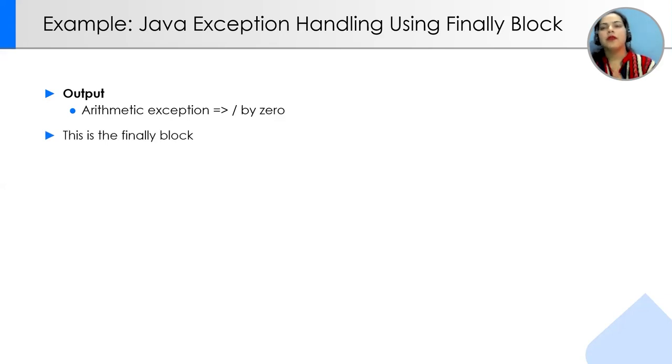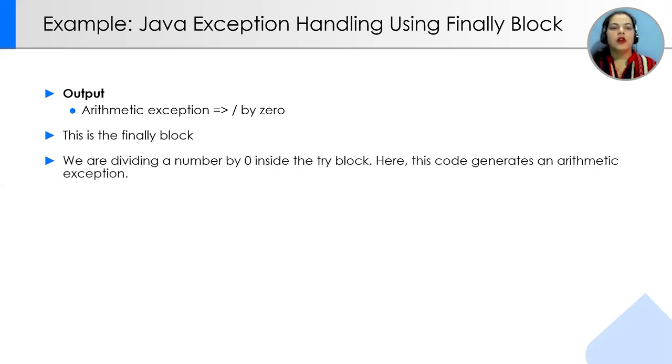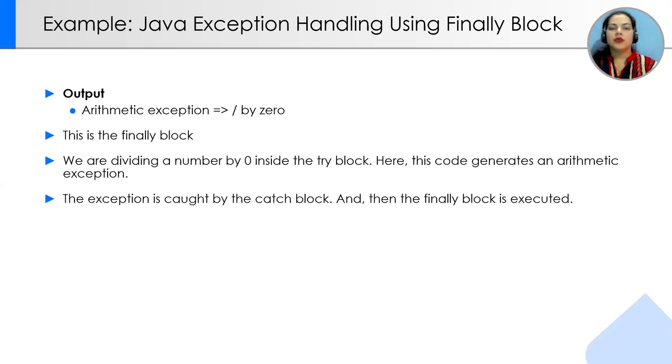This is the finally block. So from this example, we have clarity that the finally block is the block which will be executed in every condition. So we have to mention that code or statement which will not generate any exception. We are dividing a number by 0 inside the try block. Therefore, this code generates an arithmetic exception, that is arithmetic exception divided by 0. The exception is caught by the catch block and then the finally block is executed.